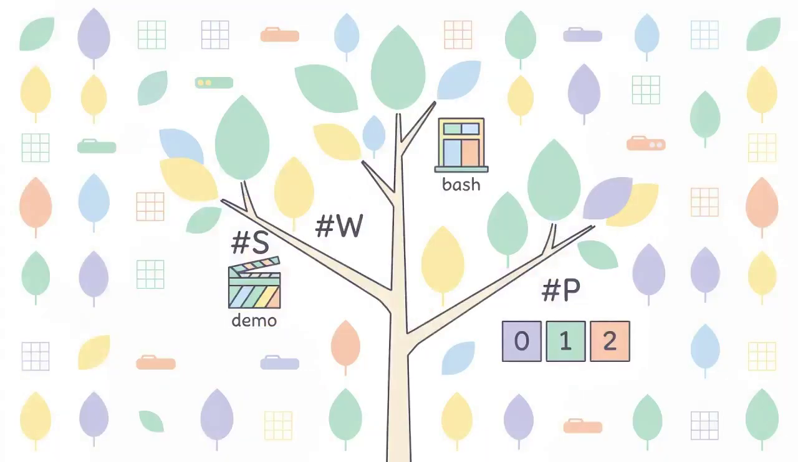Session and window identifiers keep you oriented inside tmux. #S reveals the current session name like demo, while #W shows the active window name such as bash or vim, and #P displays the pane index number, starting at 0. Together they tell you exactly where you are in your tmux universe.